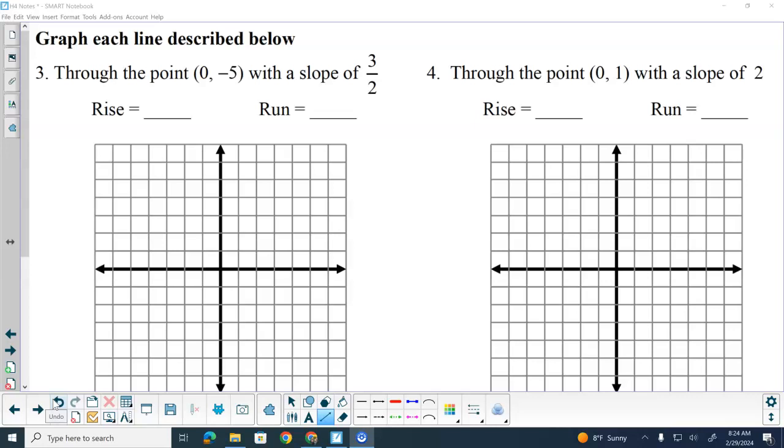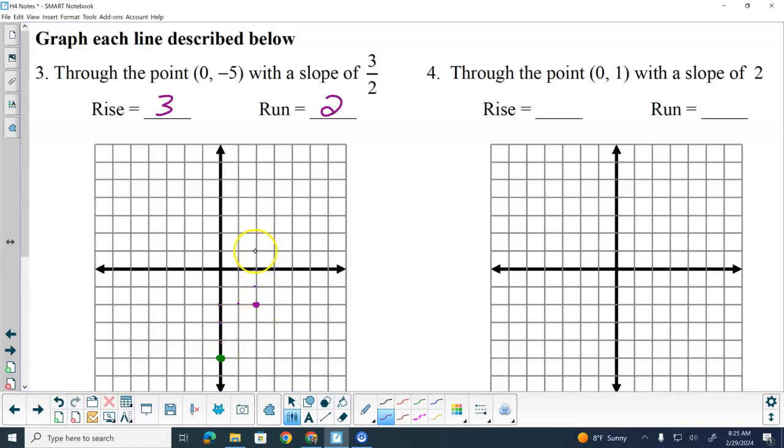Where is the point 0, comma, negative 5? Down 5 from the origin. Okay. 1, 2, 3, 4, 5. Okay. Over there. Okay. Slope is 3/2. What's our rise? What's our run? Rise is 3. Run is 2. So talk to me in terms of directions. Up 3, right 2. 1, 2, 3, 1, 2.